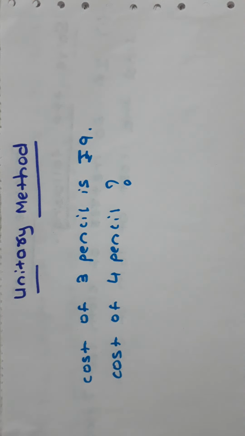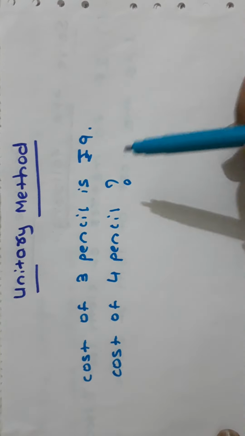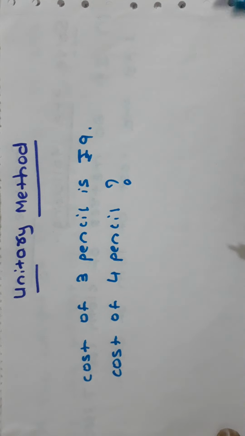Okay, the last topic in ratio and proportion is unitary method. So let us understand unitary method using an example. Suppose that the cost of 3 pencils is rupees 9 and you want to buy 4 pencils. So you must know the cost of 4 pencils. Here we will use the unitary method. So how to find the cost of 4 pencils?